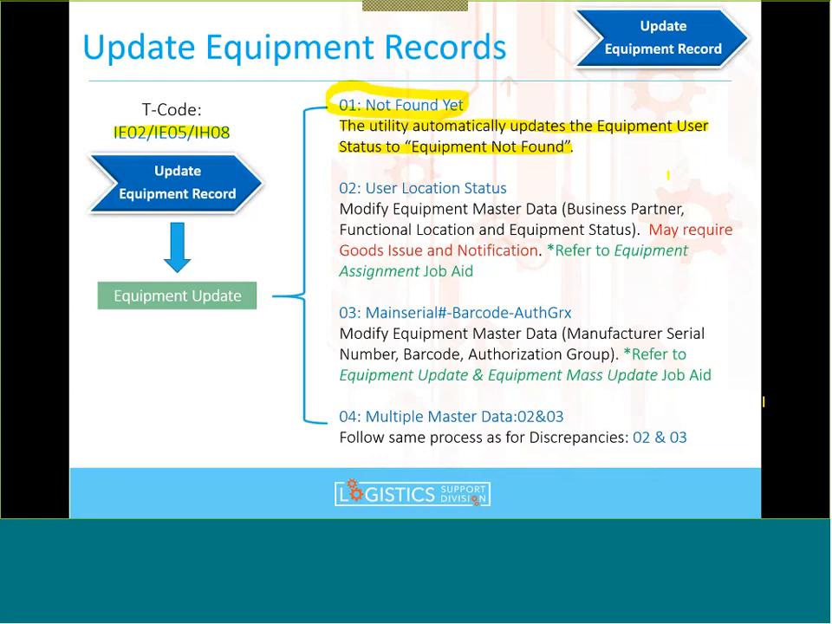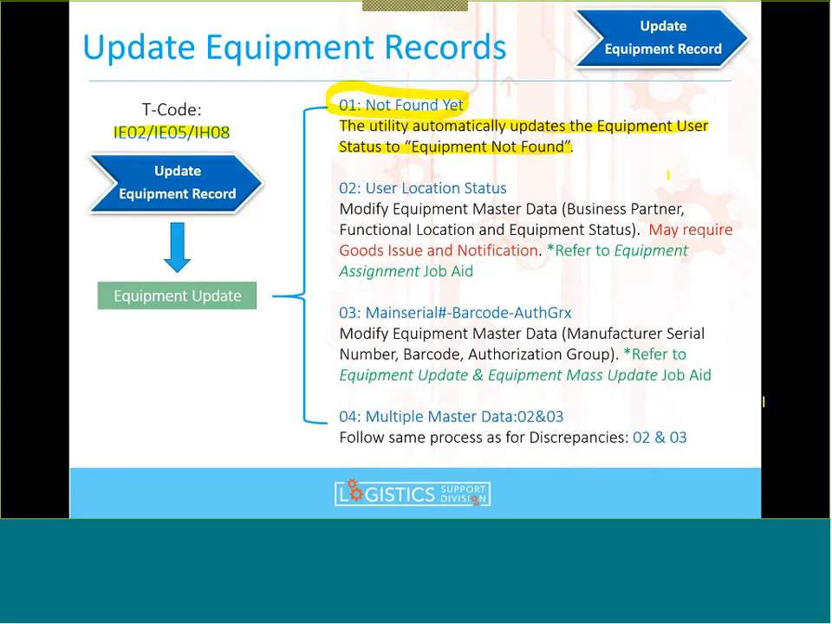Sure, Brian, no problem. So when the physical verification results are uploaded into the system, if the equipment is identified with discrepancy 1, which is equipment not found, the equipment status will be automatically updated to not found. So the equipment status is updated at the same time as the discrepancy in the equipment. And this happens only for equipment not found.